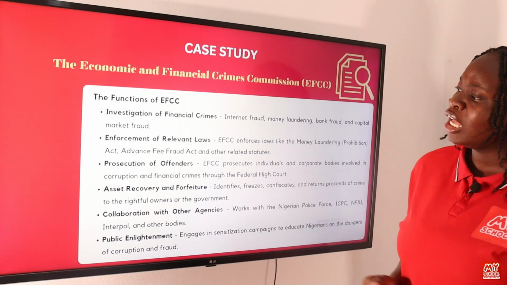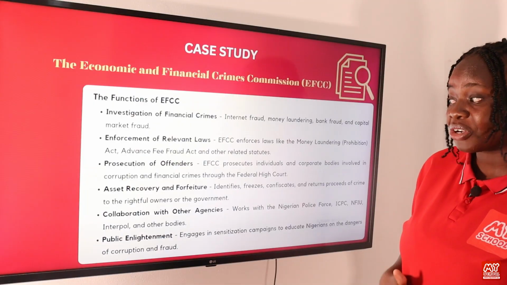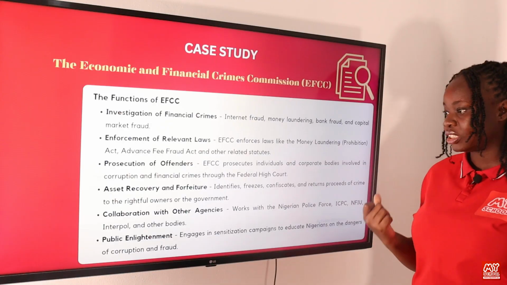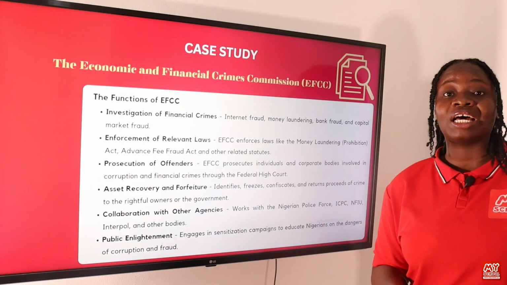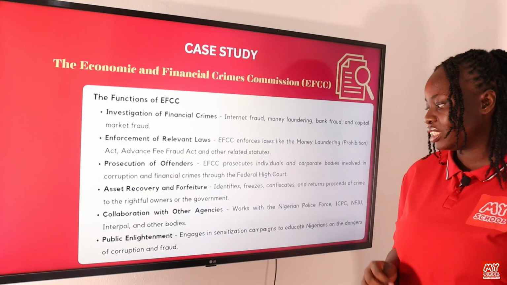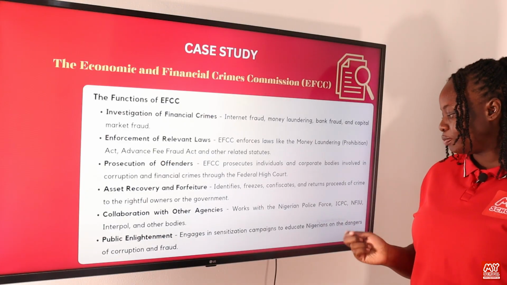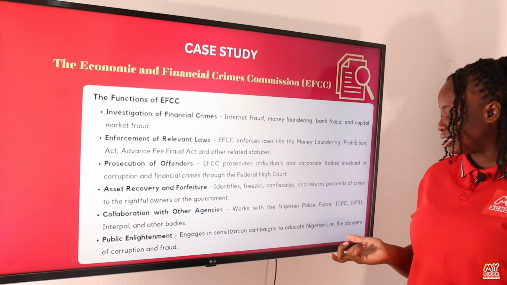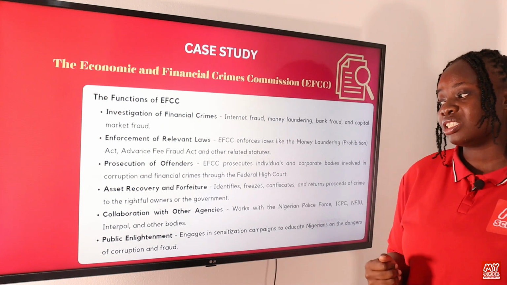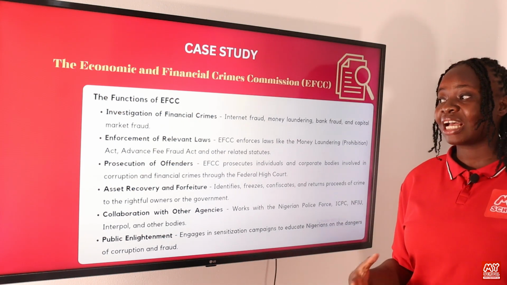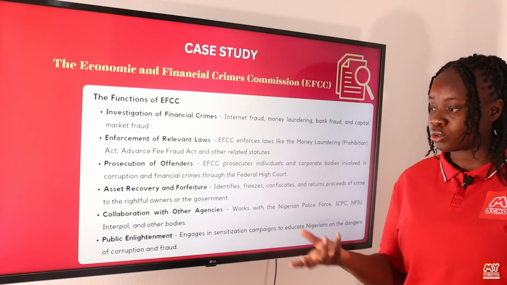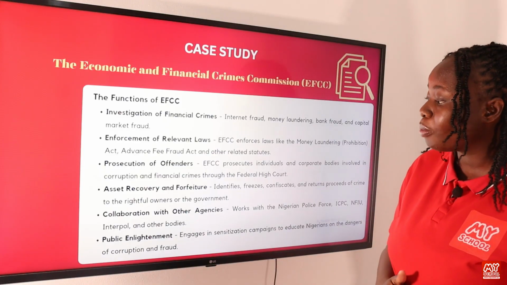They're also responsible for asset recovery and forfeiture. They identify, freeze, confiscate, and return proceeds of crime to the rightful owners or the governments. They also collaborate with other agencies. They work with the Nigerian Police Force, the ICPC, the Independent Corrupt Practices Commission, the NFIU, the Interpol, and other bodies to ensure that some of these laws are being implemented and to ensure that people who commit financial crimes are brought to book. They're also responsible for public enlightenment.